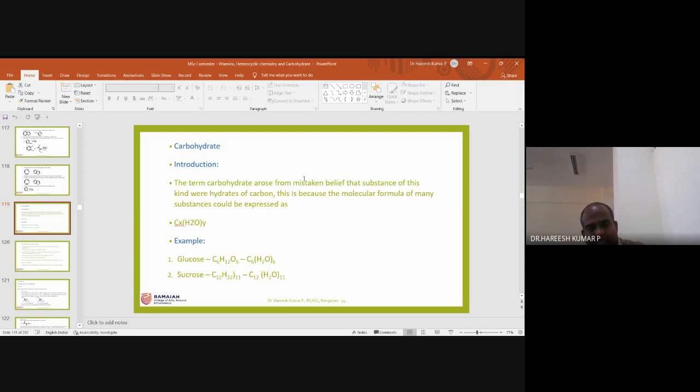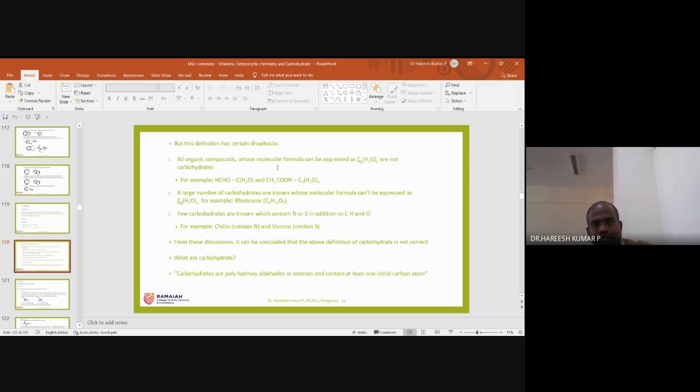I will go to the next slide. So here I am taking a few examples, for example, formaldehyde and acetic acid. Formaldehyde and acetic acid are not carbohydrates, but you can write them in the form of hydrates of carbon. So that is the reason the general formula initially given for carbohydrate as hydrates of carbon was not the correct one.